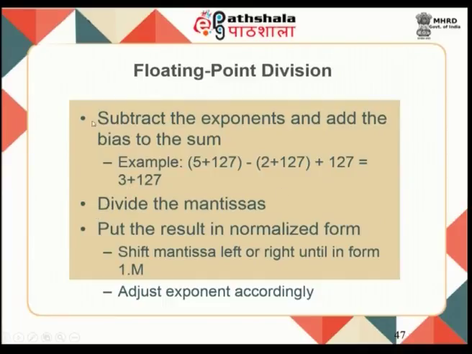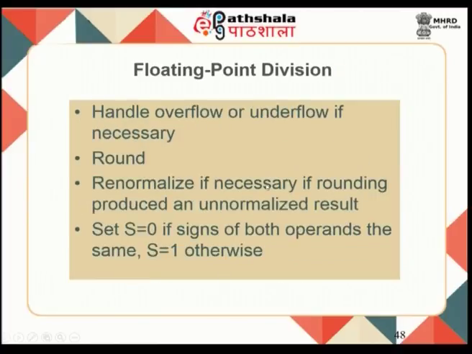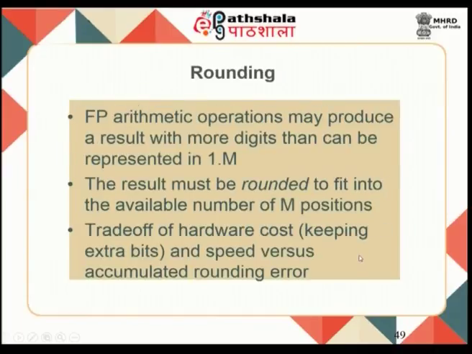So, as usual, do a subtraction of the exponents, divide the mantissas, and put the result in the normalized form by shifting the mantissa left or right until it is in the form of 1.m, adjusting the exponent accordingly. And if you have overflow or underflow, you will have to handle it. You will have to do the appropriate rounding operation, and renormalization if rounding produced an unnormalized result. And as usual, the sign bits: if the sign bits are the same, set the sign bit to positive. If the sign bits are different, make the result negative.